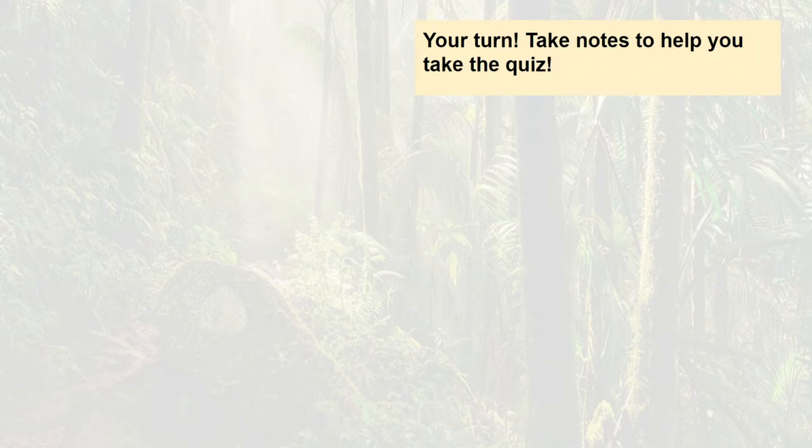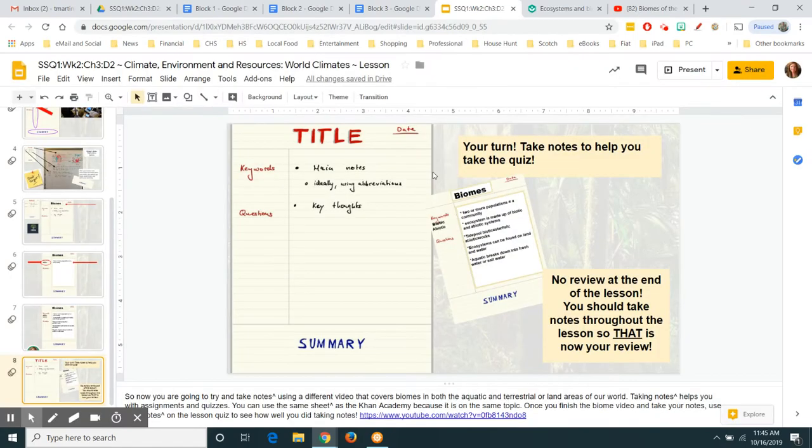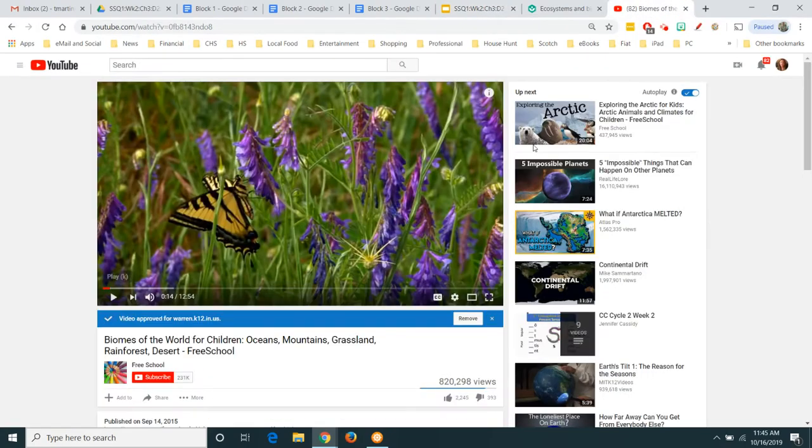Okay, so now we're going to have you go through your notes. On page 1, you can either use your own notebook paper or you can use the sheet that's on page 1. But I'm going to have you watch a video on ecosystems. It is a longer video, but basically it tells you all about the biomes of the world that you're going to need to learn.